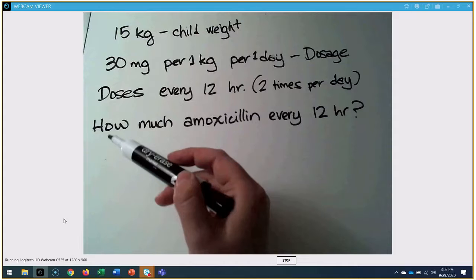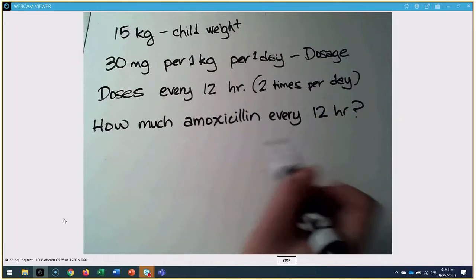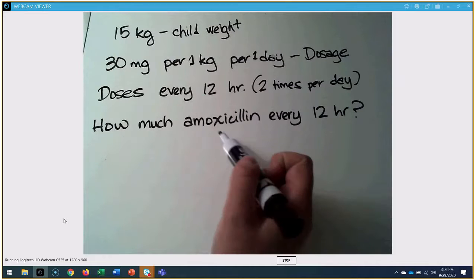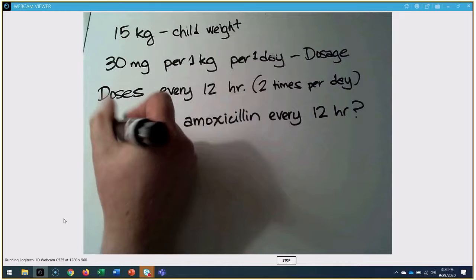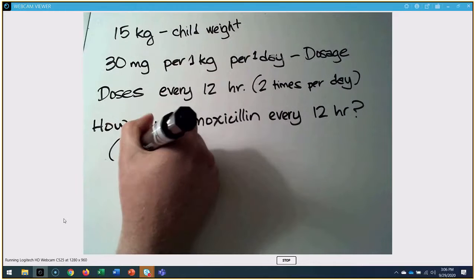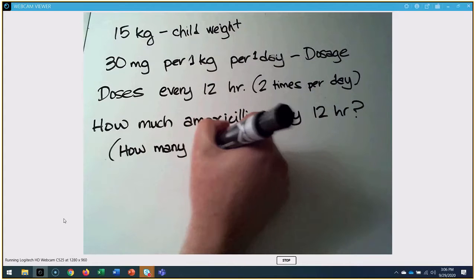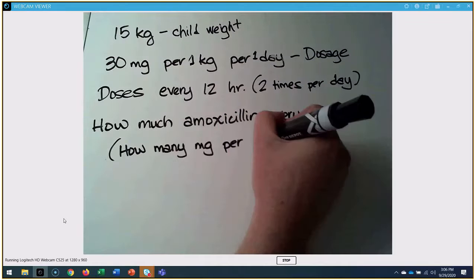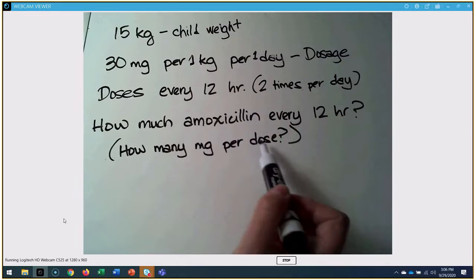All right, the question wants to know how much amoxicillin we should give every 12 hours. So how much amoxicillin, they're asking for how many milligrams we give per dose. Okay, that's what the question's really asking then.